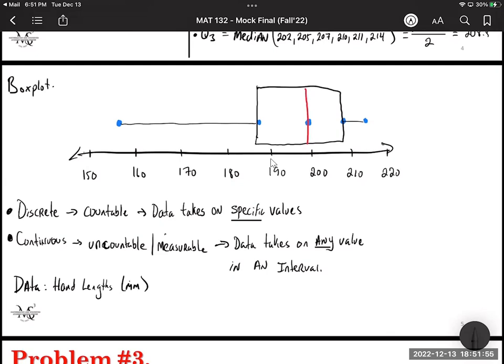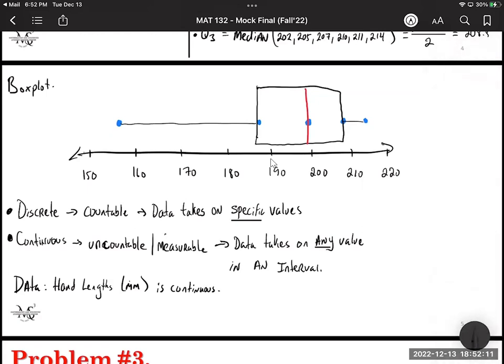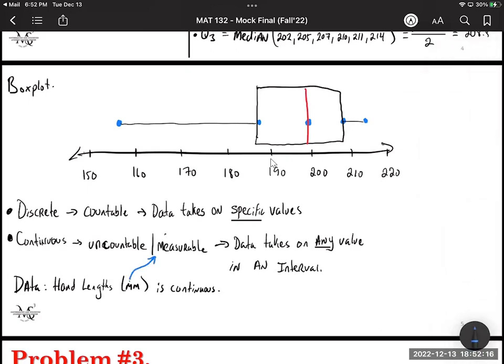So are hand lengths going to be discrete or continuous? It's going to be continuous. Why is the data set continuous? Well, look at hand lengths. It's a measurement. That's right. If you look at this problem, it gives you the units involved. And anytime you involve some sort of units like millimeters, inches, feet, minutes, hours, it's some sort of measurement. So therefore, it's continuous data.